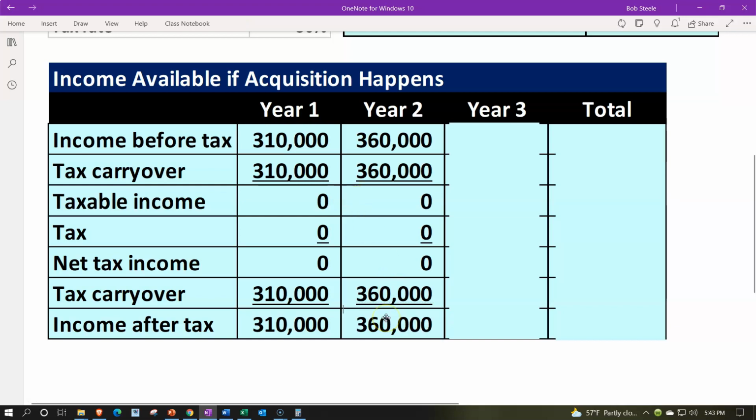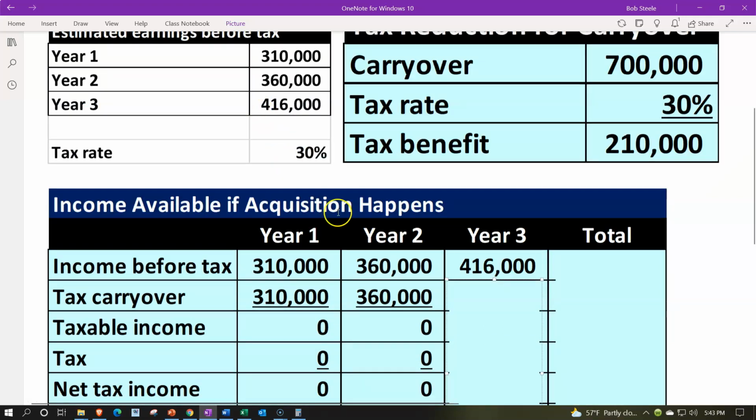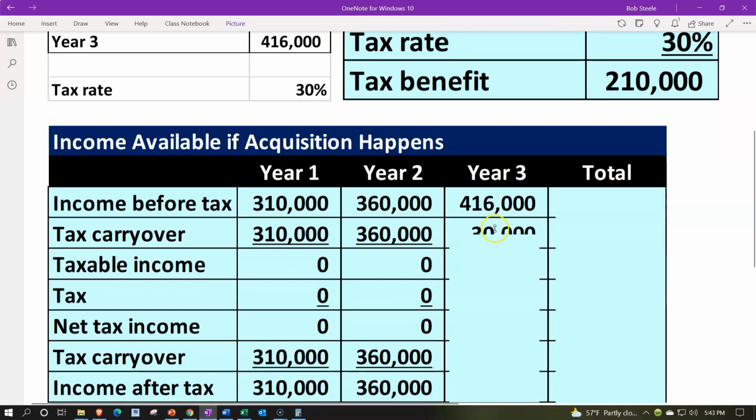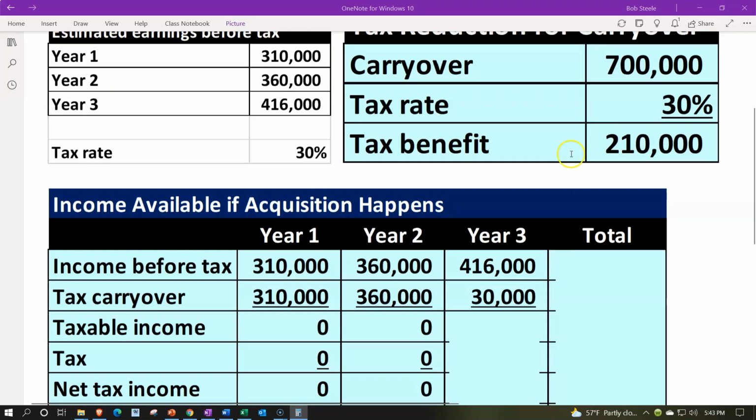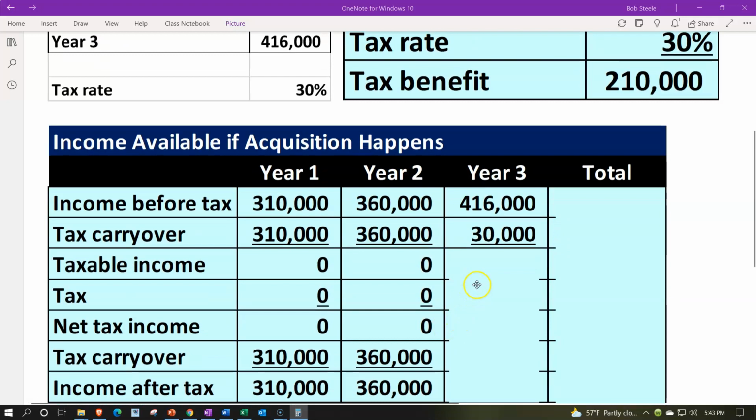And therefore we would have book earnings or cash flow that we could possibly give out to the owners in the form of dividends if we so choose. In year three, we had 416. So 416, we're assuming. So now we can take that 30,000, which is the last component that'll eat up all of the loss, which was 700,000. So we got the 416 minus the 30,000 gives us the 386,000.